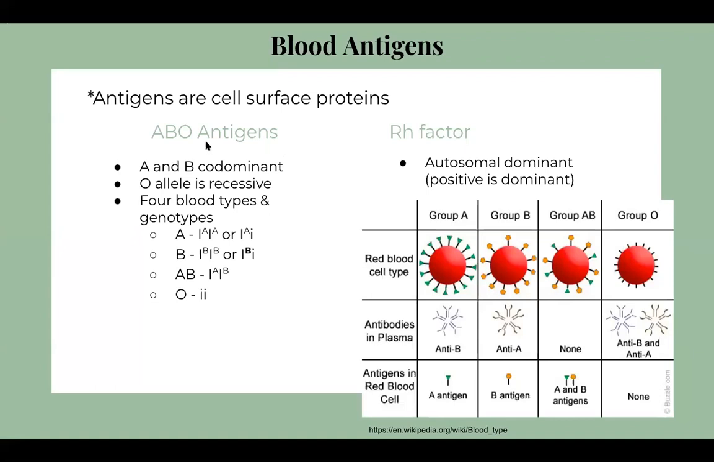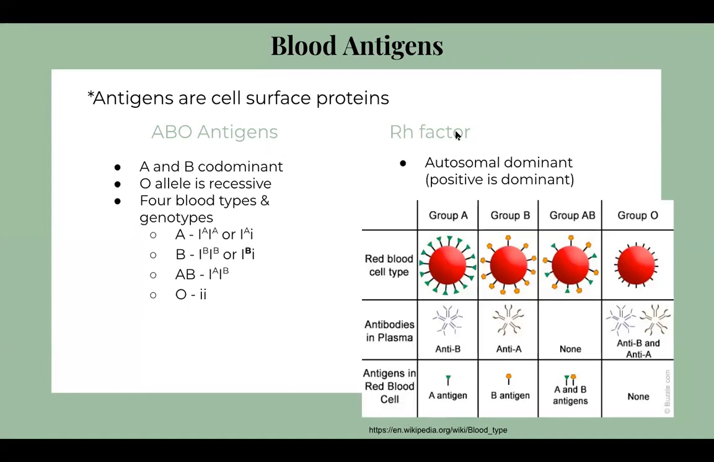In ABO antigens, you have three types, A, B, and O. A is also represented as an allele with the capital I superscript A. B is represented with the capital I superscript B. And O is represented with the lowercase i. Sometimes you'll also just see A, B, and O for alleles, but this notation is way more common. And in the Rh factor, you just have two types, positive and negative.